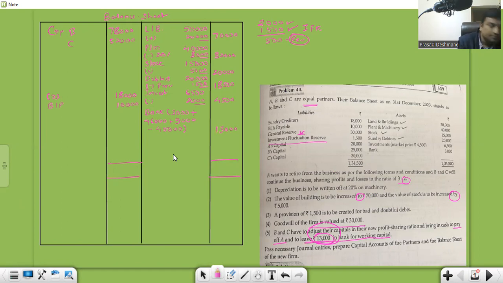Asset side first I'll check. One lakh 58,000. The other side, yes, it's coming to 1,58,000. This is the adjustment of capital with all four steps. Thank you.